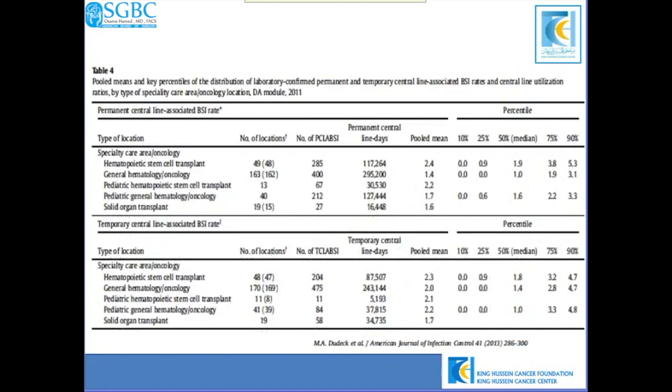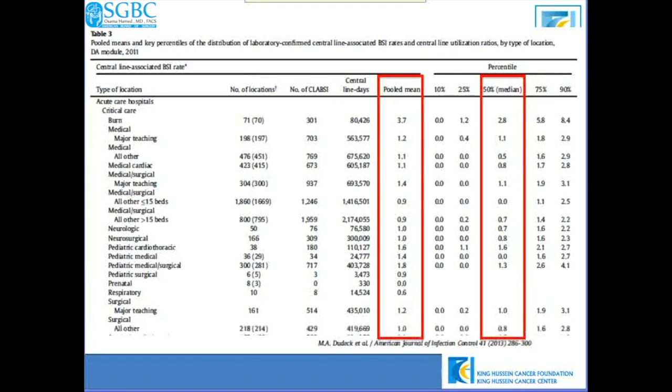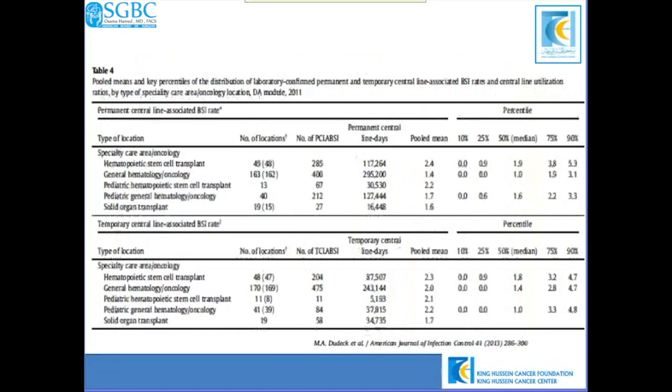3,800 hospitals. Now, people will say, well, this does not apply to us because we are a cancer center. Well, they have data on oncology units in general. This is data specific for oncology patients. And you see there for permanent catheters, the rate ranges from 1.6 to 2.4. Again, BMT or hematopoietic stem cell transplant has the highest rate, but it's around 2 and even less than 2.